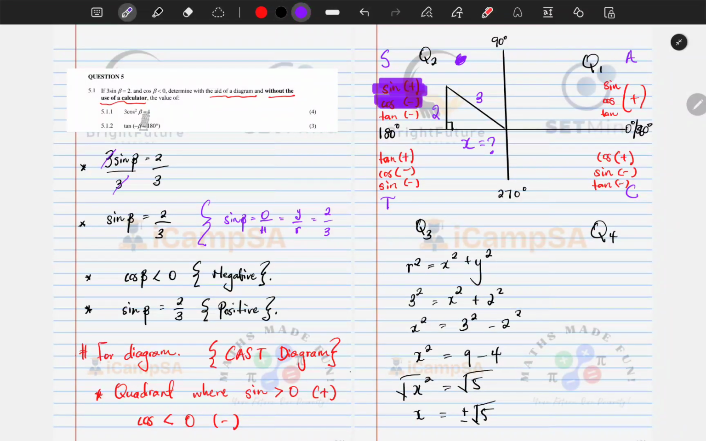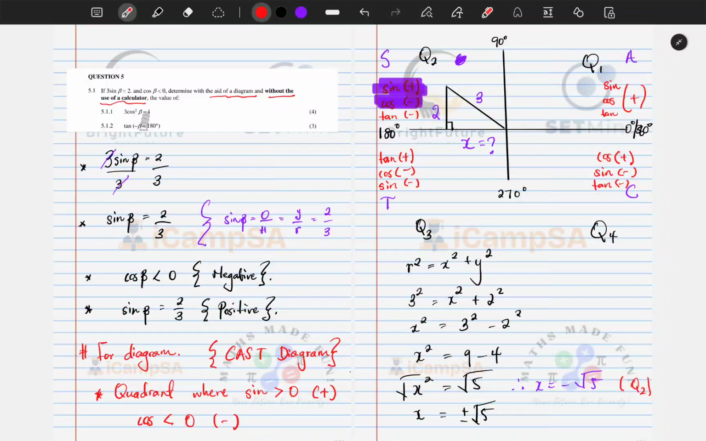But I'm going to choose the answer that is negative, right? So I'm just going to say x is equal to negative root 5. Why? The reason is because we are in quadrant 2. So that's the reason why we are choosing that. So the reason why we choose x is equal to negative root 5 is because we are in quadrant 2. And how is x in quadrant 2? X is negative in quadrant 2.